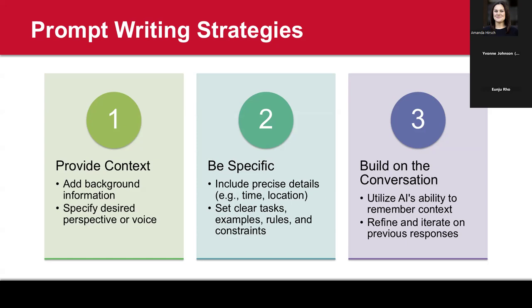So if it's within a single conversation thread, it'll remember the context from earlier, or should remember the context from earlier in that same conversation or thread. And you can refine and iterate on previous responses. So I do this often. I don't usually take the first thing that it's given to me. So I'll say, okay, can you expand on this part? I don't like this part, take that out. And then kind of work with it to refine before you go through and make your own revisions afterwards too.